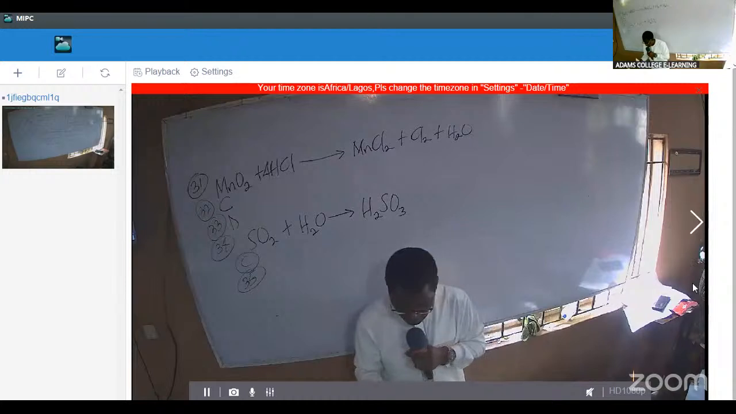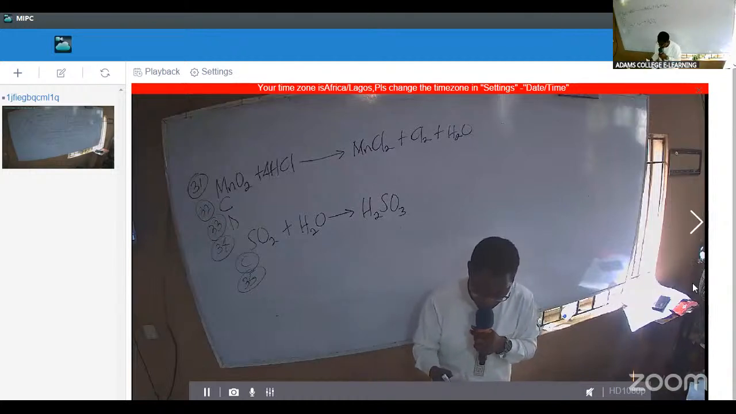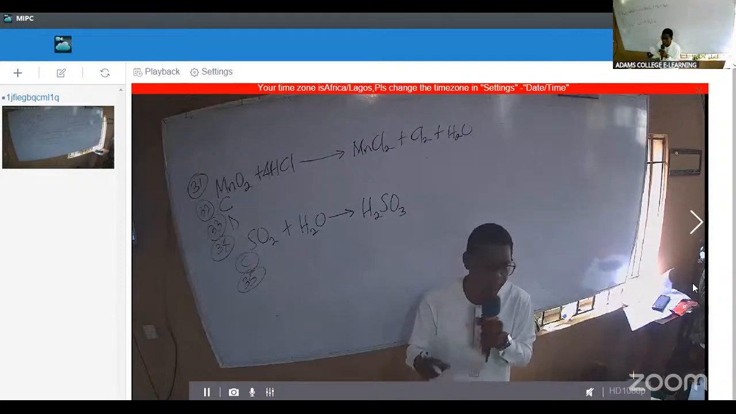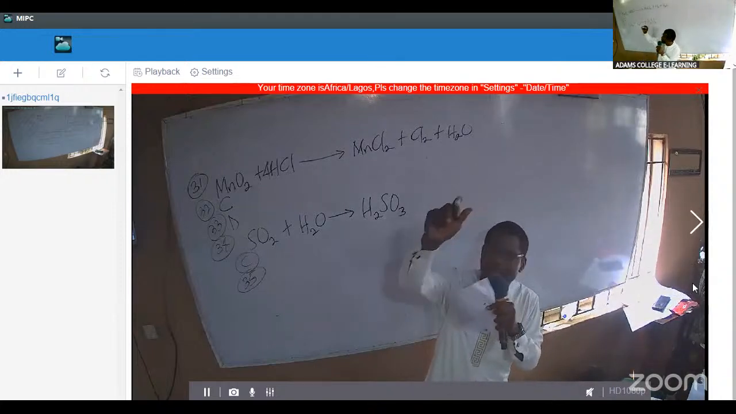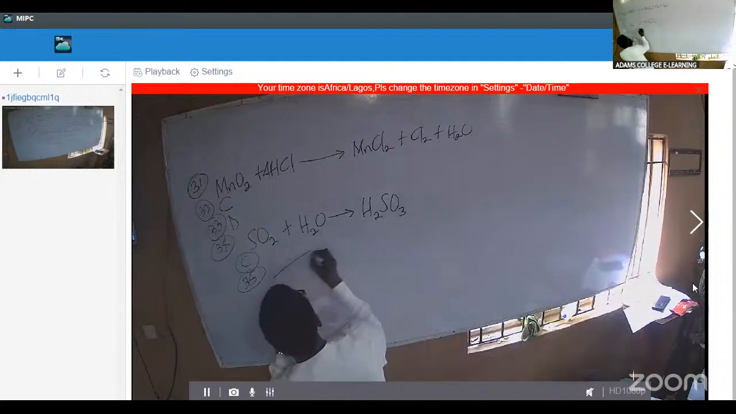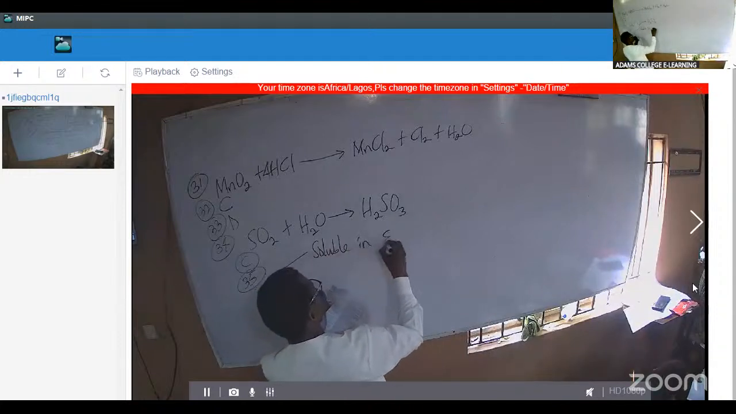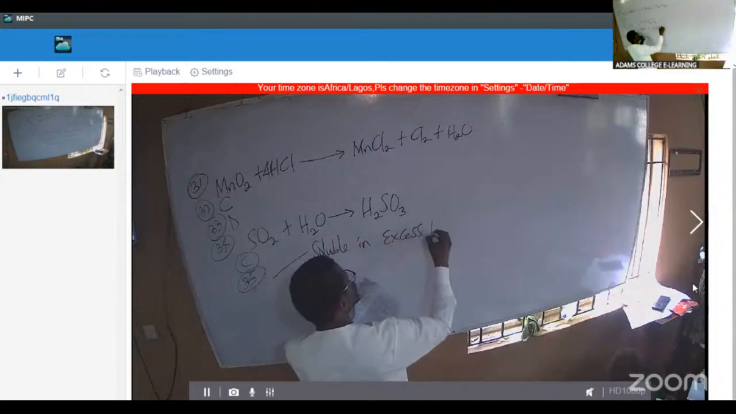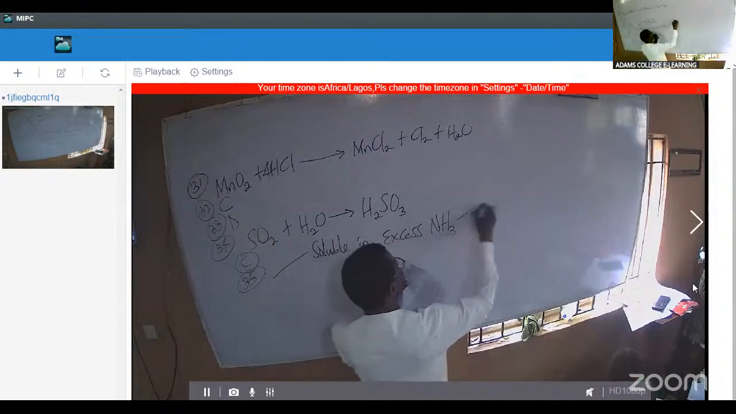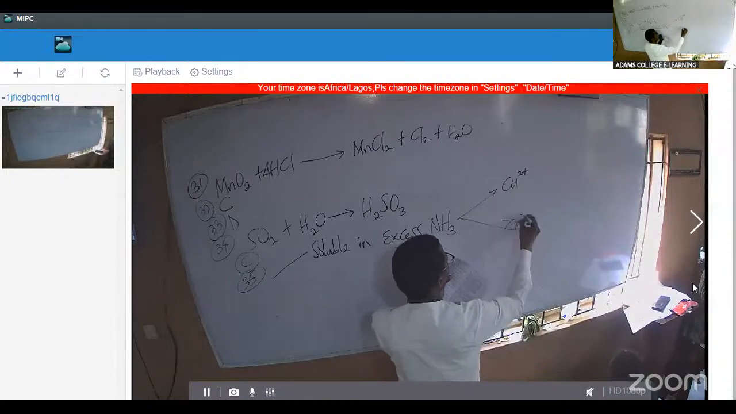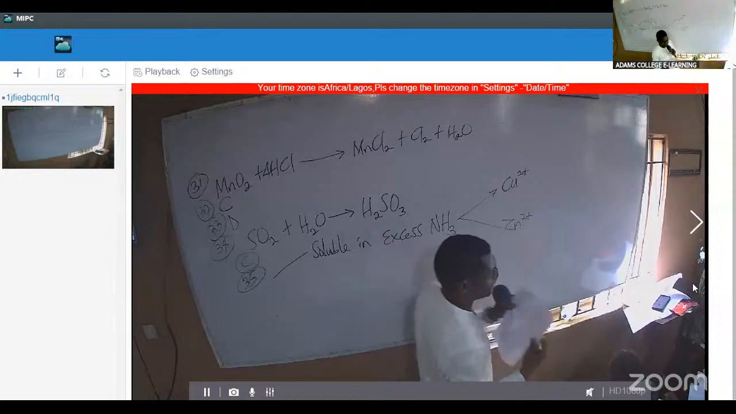35. The salt that will form a precipitate soluble in excess ammonia. Look at that phrase. There are only 2 of them, Mr. Victor taught you. Soluble in excess ammonia: copper and zinc. Go and read it, they're in your notes. There are only 2 of them soluble in excess ammonia: copper and zinc.